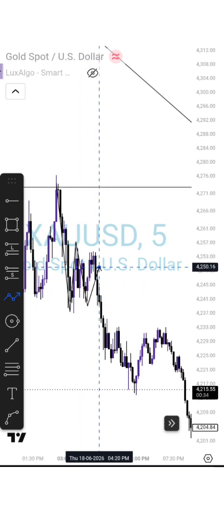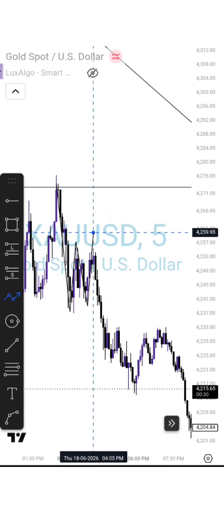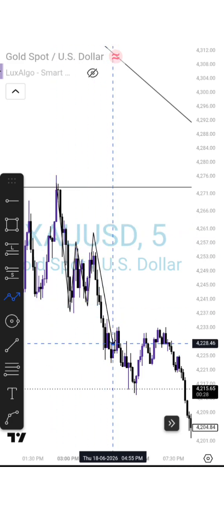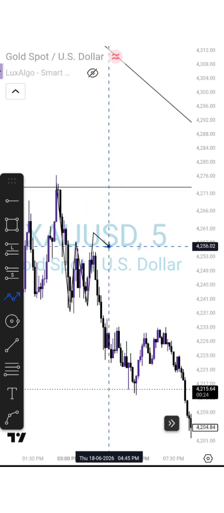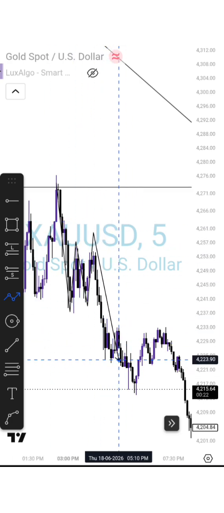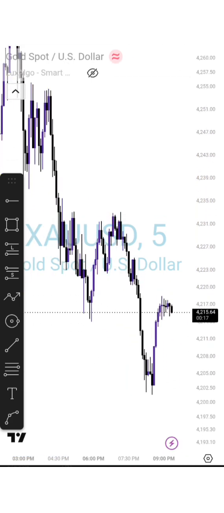Price was supposed to come out to take this liquidity and react on this other block, but it failed to. And then we had a break of structure. Remember, a break of structure is a continuation in trend, so we are not interested in this area again. And then we move downwards.